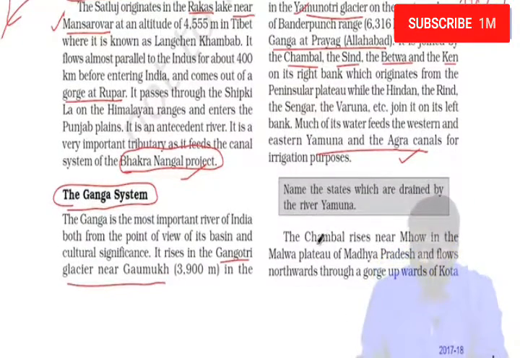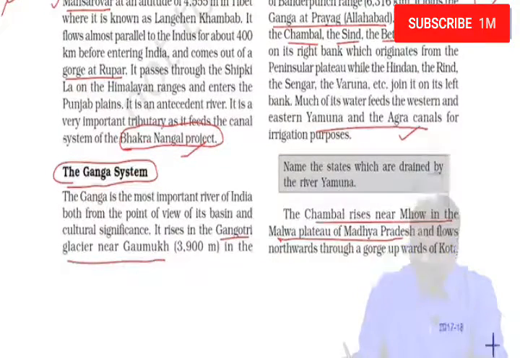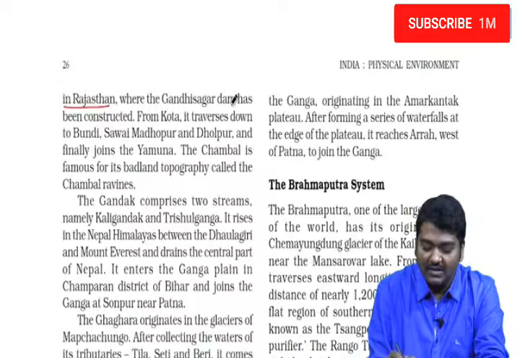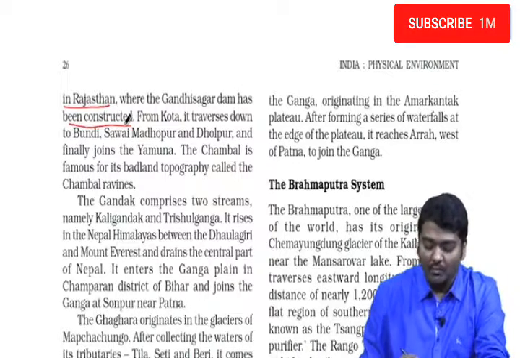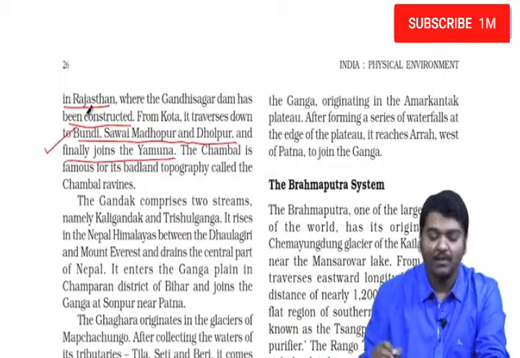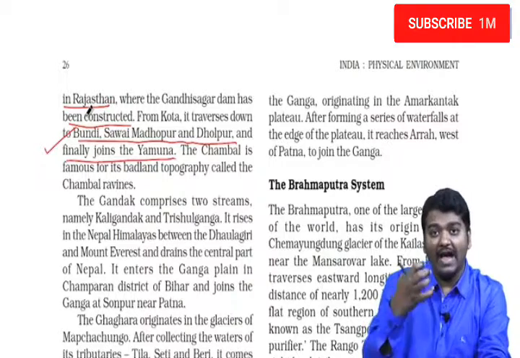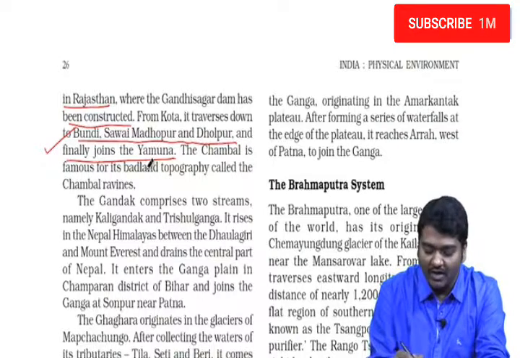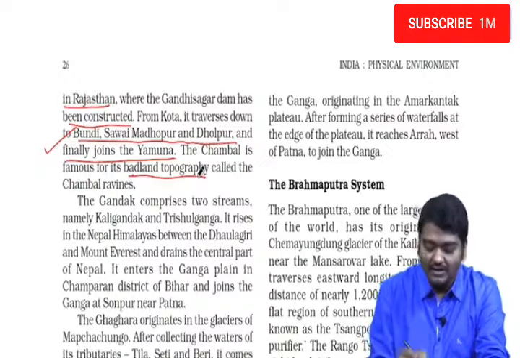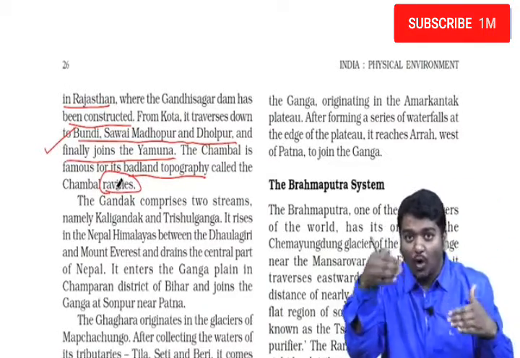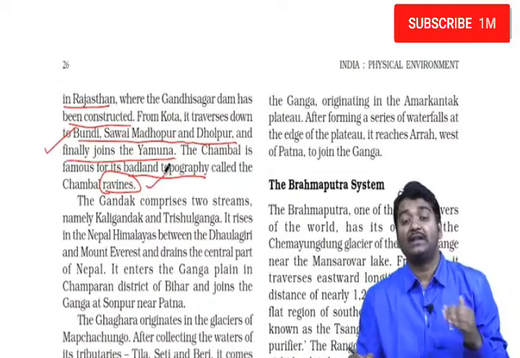The Chambal rises near Mhow in the Malwa plateau of Madhya Pradesh and flows northward through a gorge upwards into Rajasthan, where the Gandhi Sagar Dam has been constructed. From Kota, it traverses down to Bundi, Sawai Madhopur, Dholpur and finally joins Yamuna. Whenever the Chambal moves, it removes the soil. This leads to a topography called badland topography, also called ravines. You might have seen that whenever rainfall occurs, there will be some holes on the soil. These holes are called ravines.